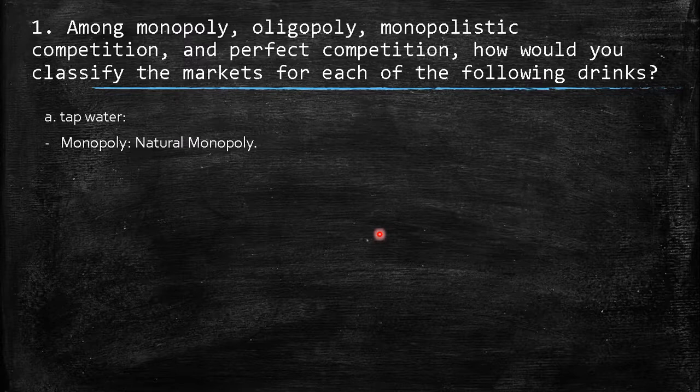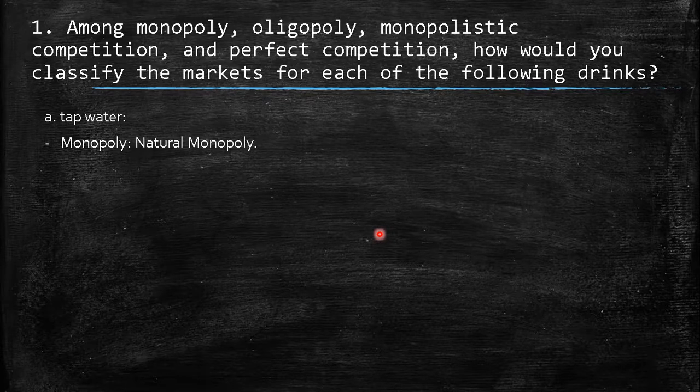I would say that this is more a monopoly because when you open your tap, you basically have just one provider for the whole building. It doesn't work like your neighbors have different providers of tap water. So when we talk about that, this is more about a natural monopoly.